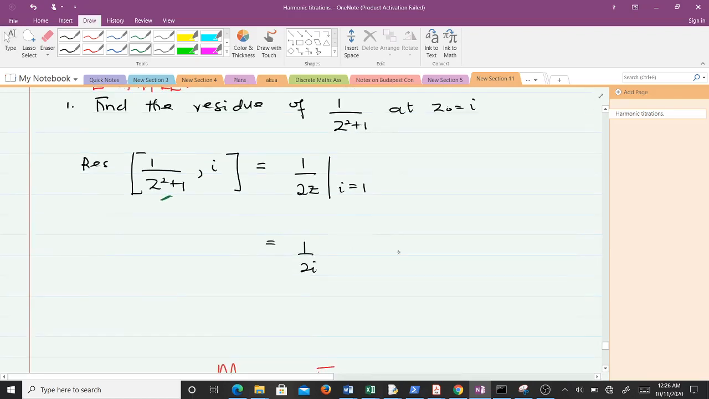And when you get this, you can decide to rationalize and you get 1 over 2i times 2i over 2i. And this will give you 2i over 4i squared, which will give you 2i over -4, which will give you -i over 2.